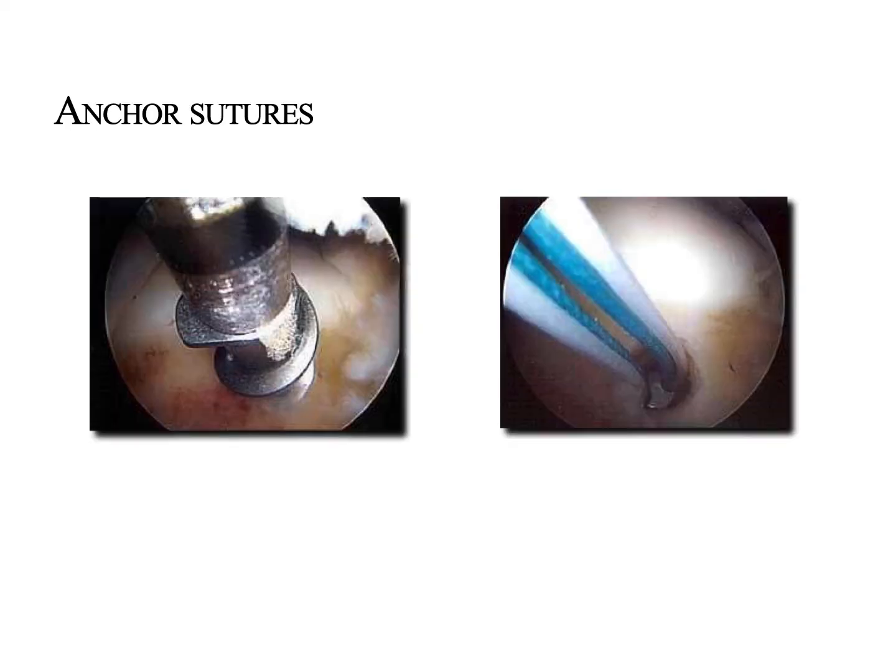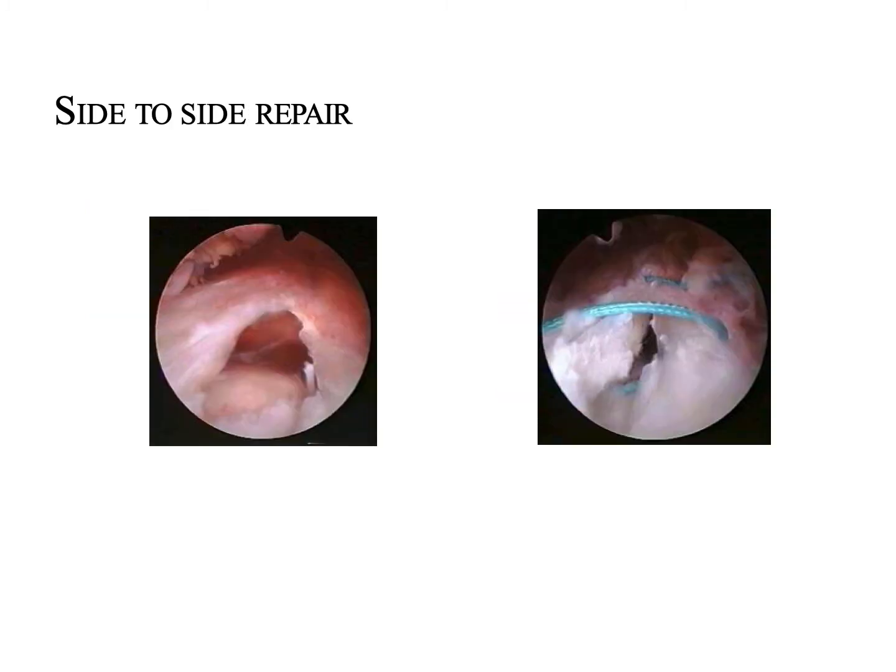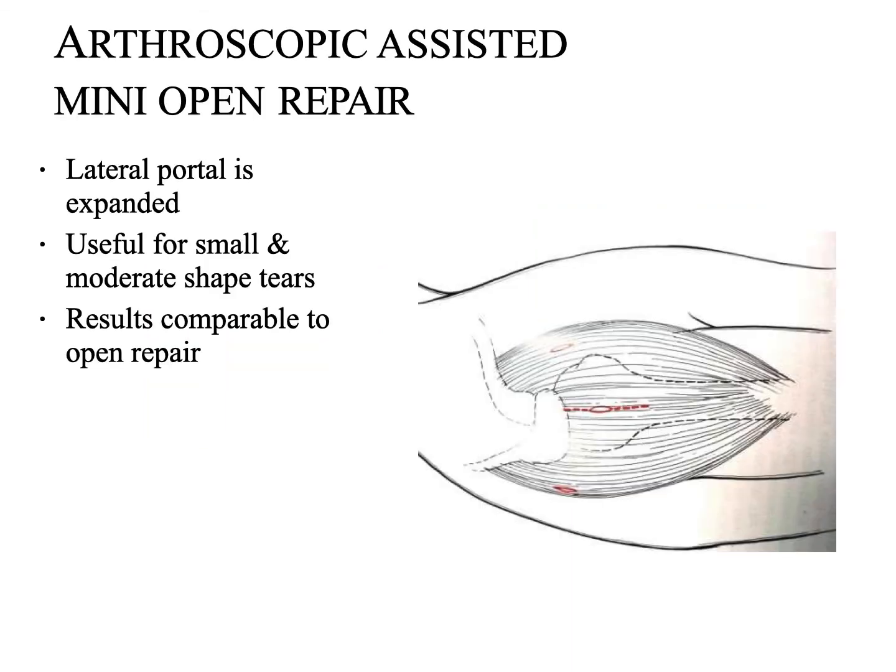Here we can see that the hole is drilled into the bone, and anchor sutures are taken arthroscopically. Here we can see that tendons are sutured side to side arthroscopically. Let us move on to another, arthroscopic assisted mini open repair, where the lateral portal can be expanded, and it is useful for small and moderate sized tears. Results are comparable to open repair.